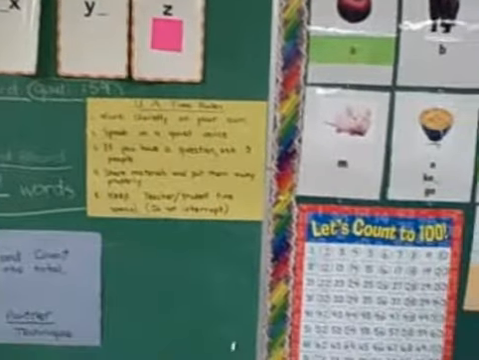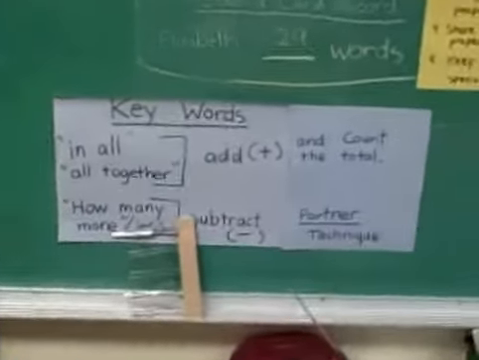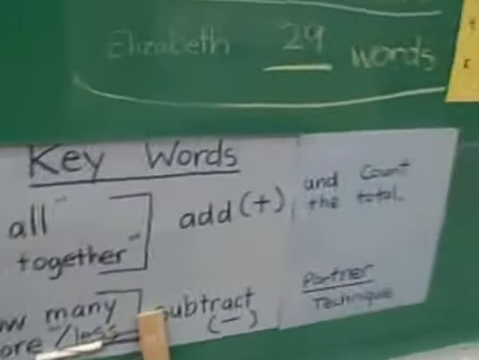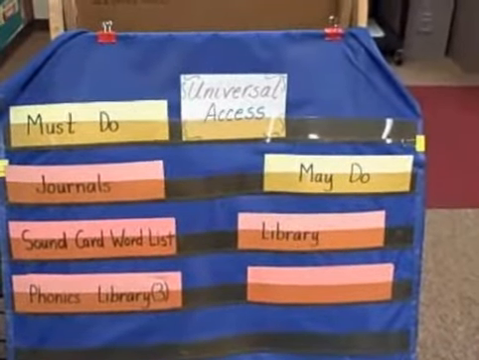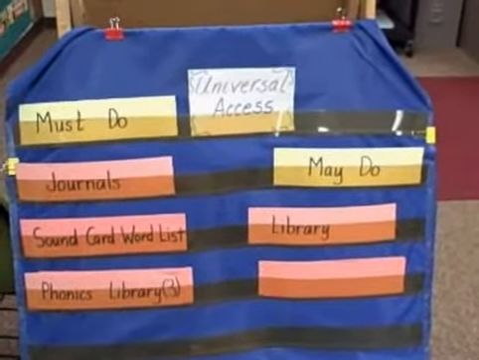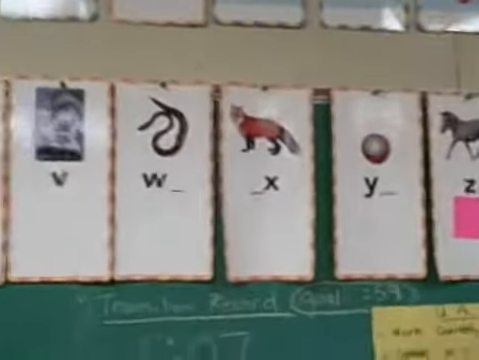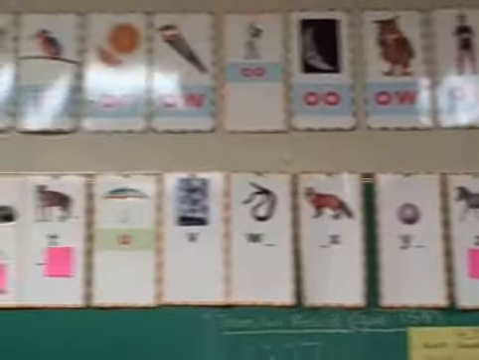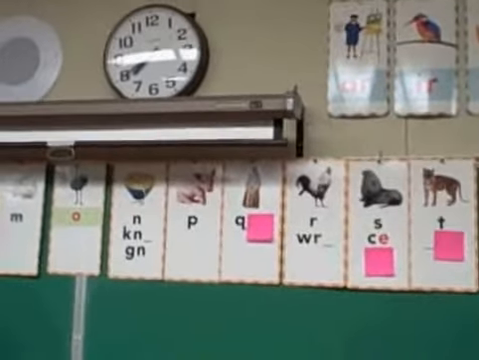Number chart, universal access time rules, some keywords for math word problems so they can get a little hint. A little menu for universal access times, kind of like independent work time that they need to do. Must do's first, then the may do's. We got the rest, the original sound spelling cards that Shorty scanned for me.